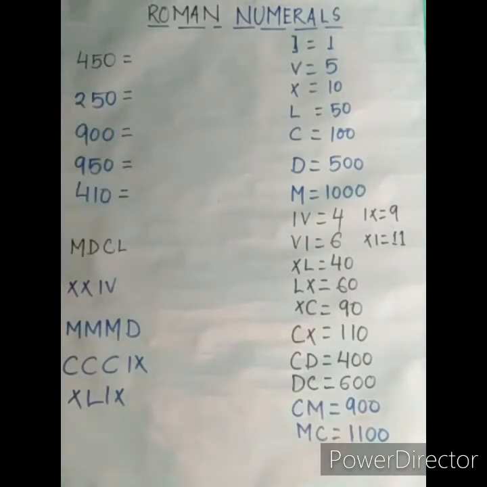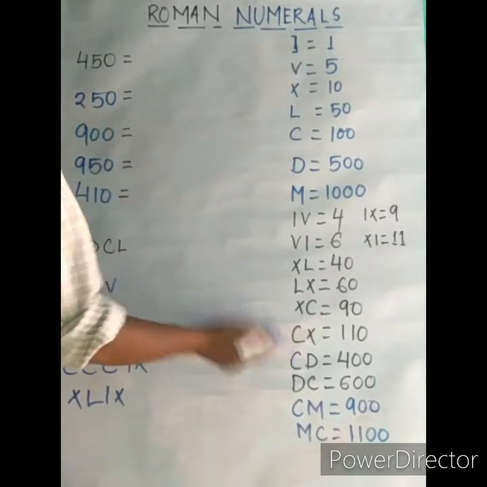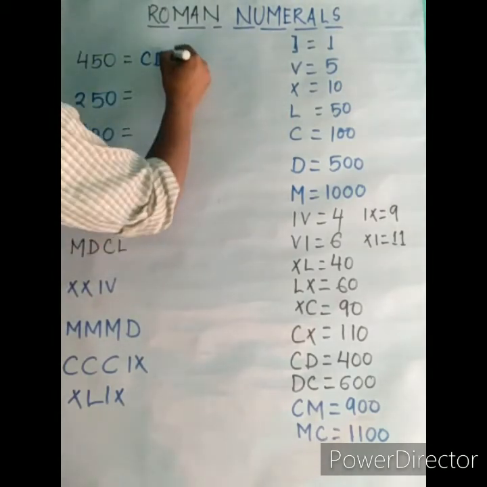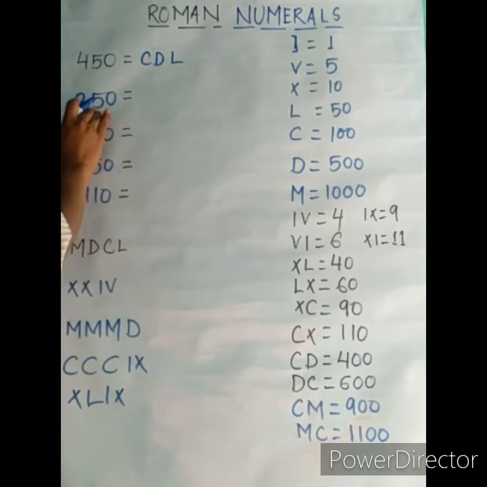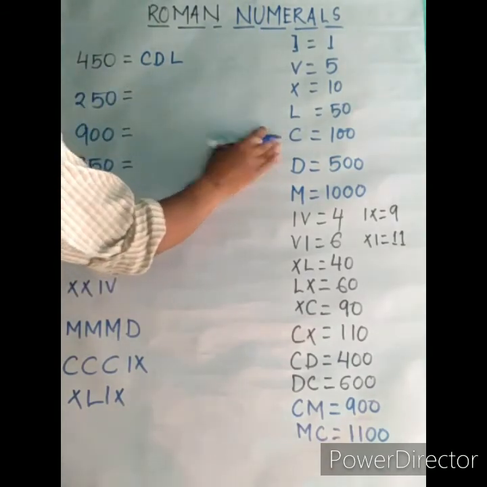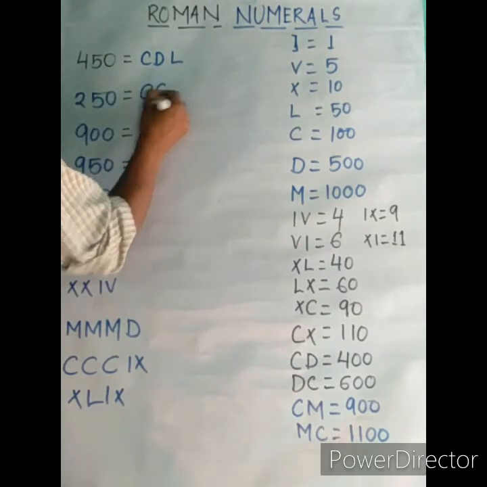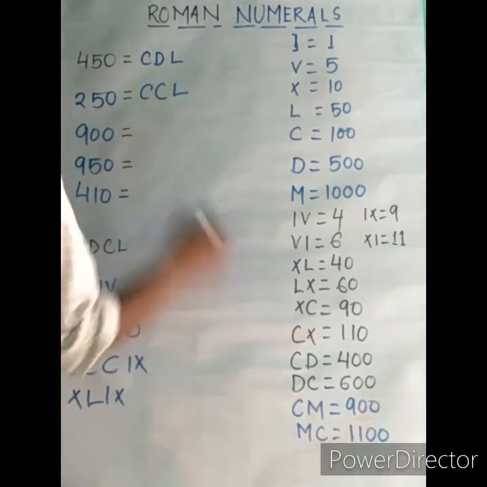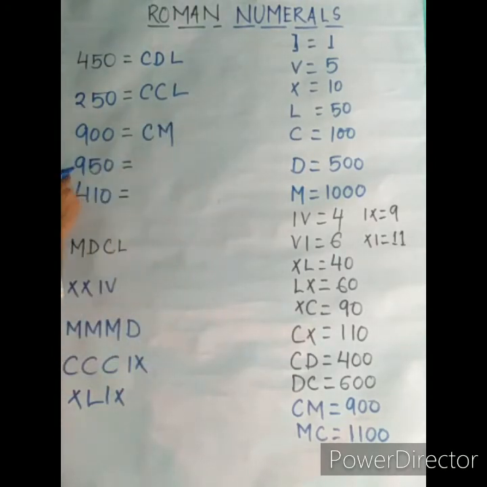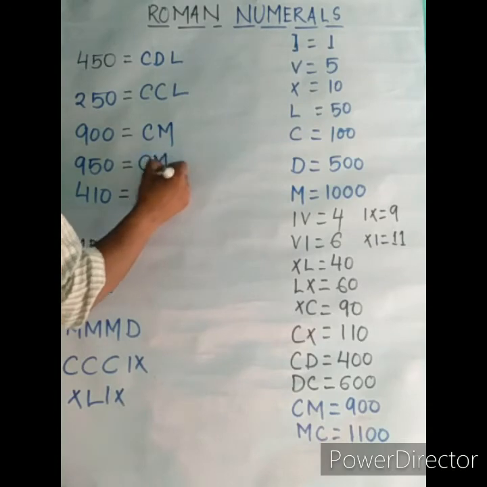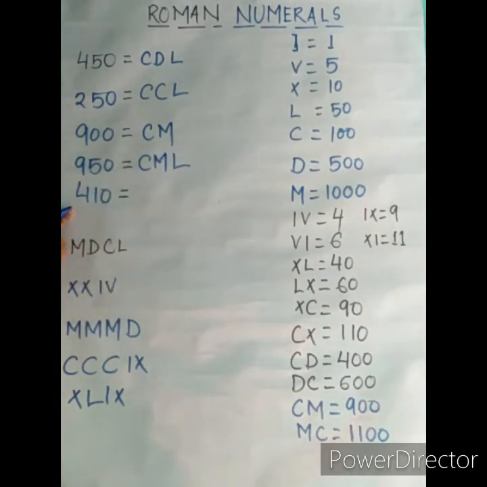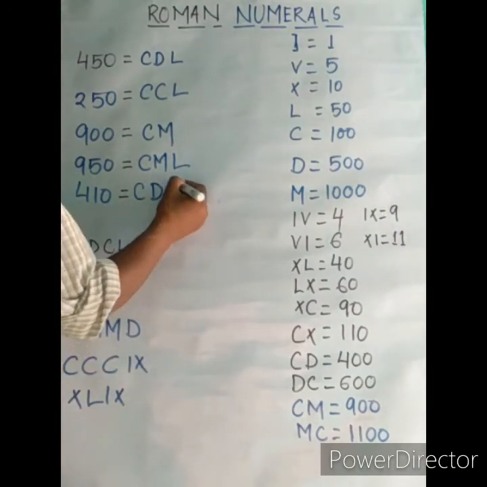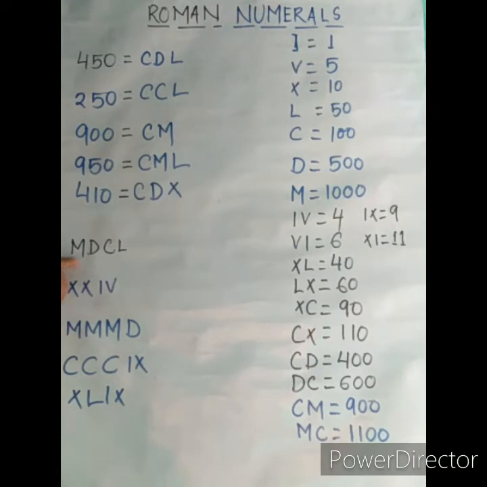So see, 450: how to write 400? 400 means CD, so you can write CD. 50 more we need, and 50 means L. Next, 250: 100 is C, we need 2, so CC, and 50 means L. Next 900. 900 is also given: CM. 950 is CM and 50 means L. 410: 400 is given already, CD, and 10 is X. This is MDCL.